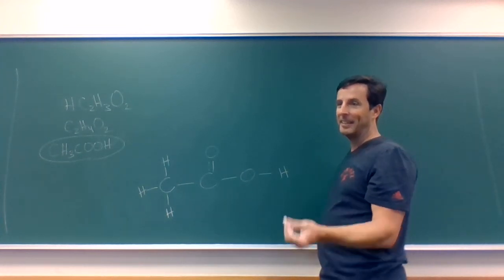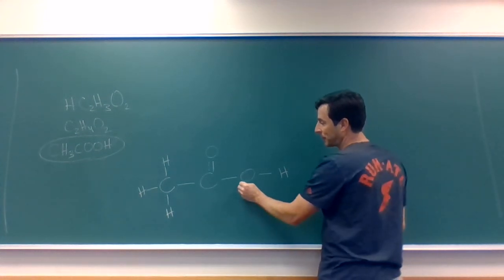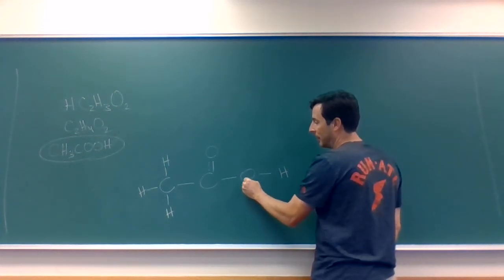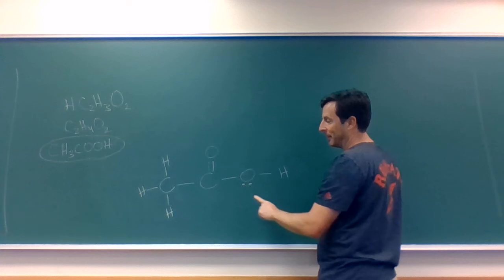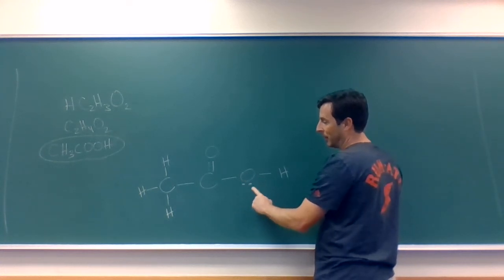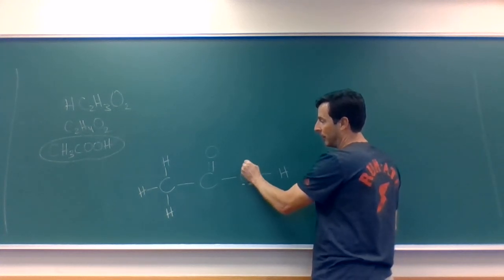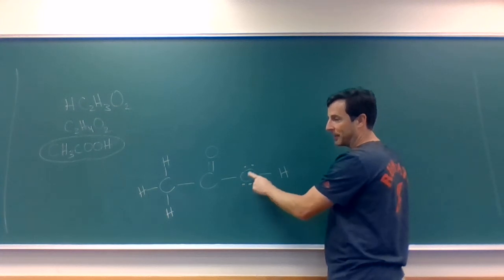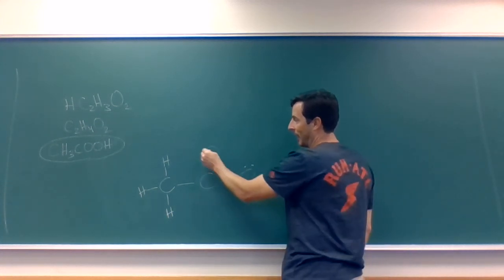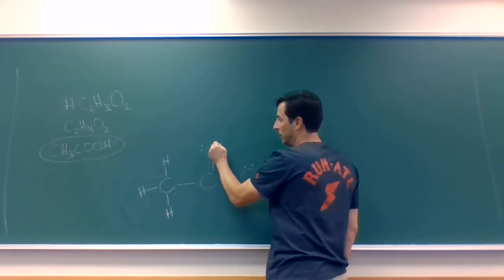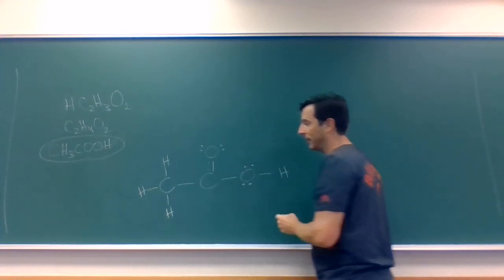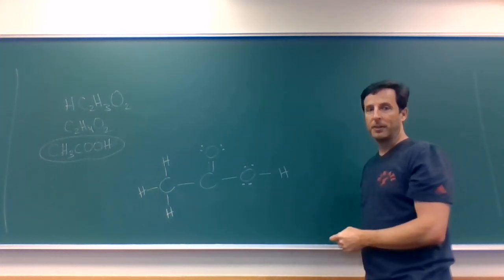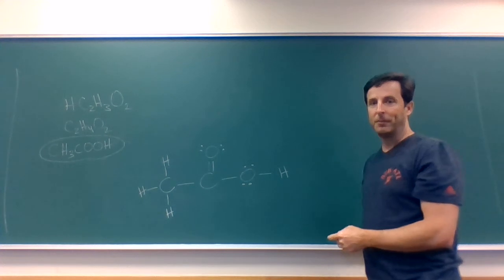The last thing I need to do is go back and put in lone pairs. Oxygen's supposed to have 6 dots. 2 went into the bonds, 2 more are there, and the last 2 are there. That gives the oxygen the 6 dots he needs. This guy also needs to have 2 lone pairs, and then that is the structure for acetic acid. That's it for this video.